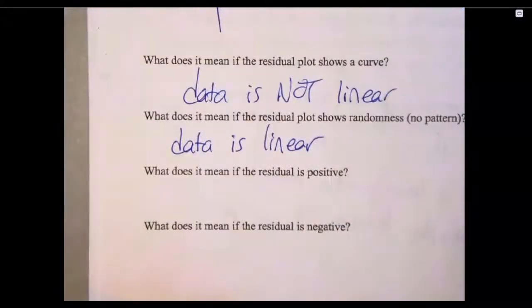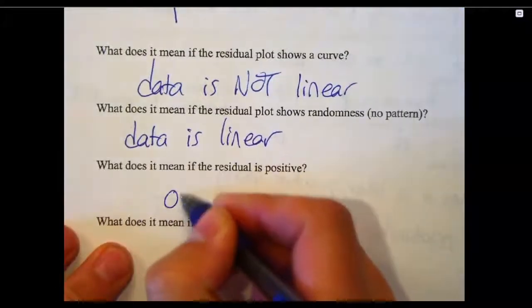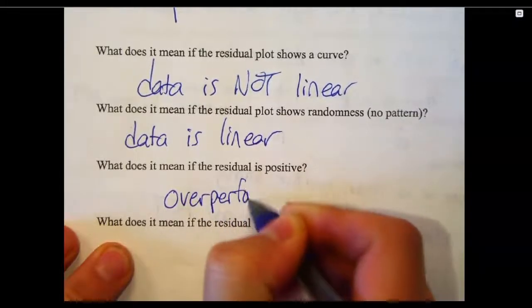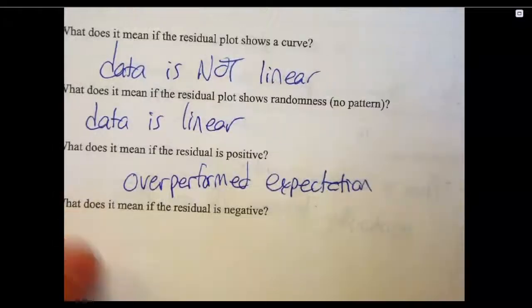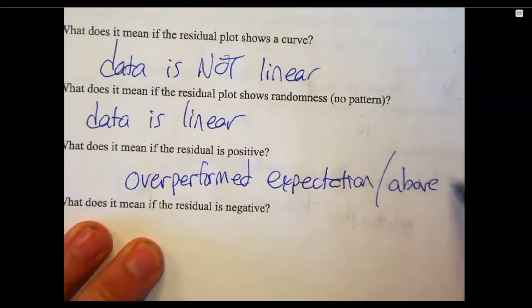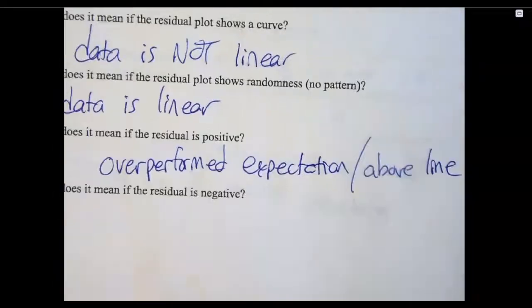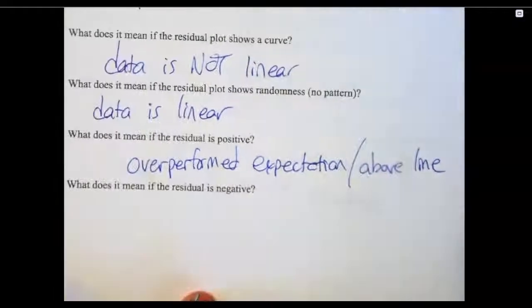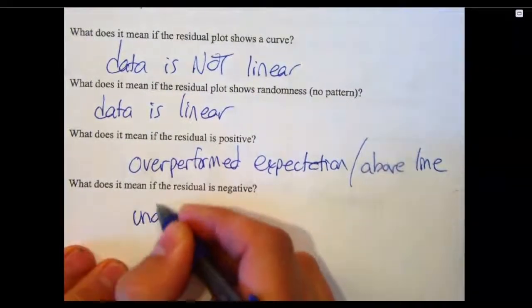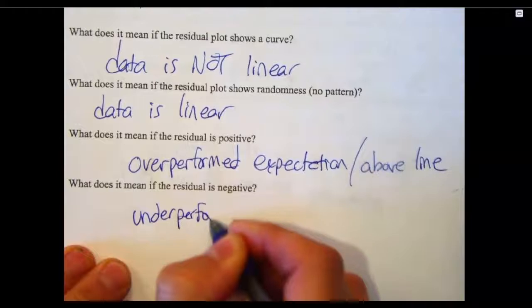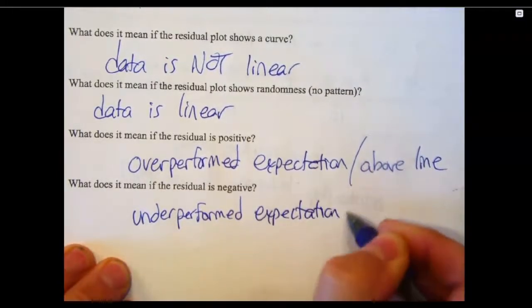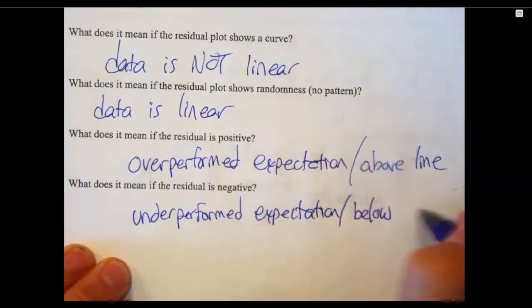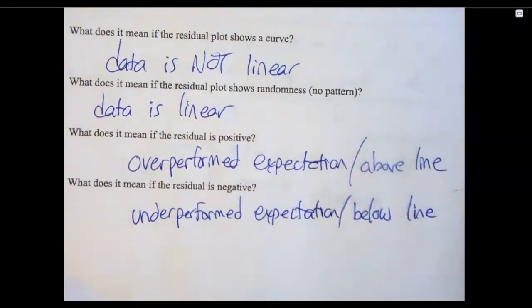Two more things here and then we're good. We'll finish the rest of it tomorrow. What does it mean if the residual is positive? Overperformed expectation, and we're above the line. The residual is negative, we underperformed. Expectation, we're below. Robert, you got a question? You good? Okay.